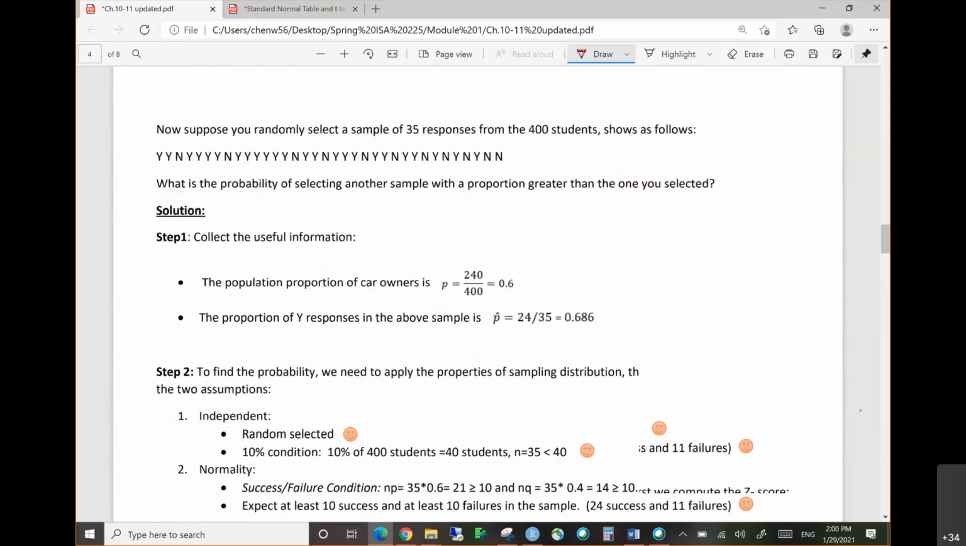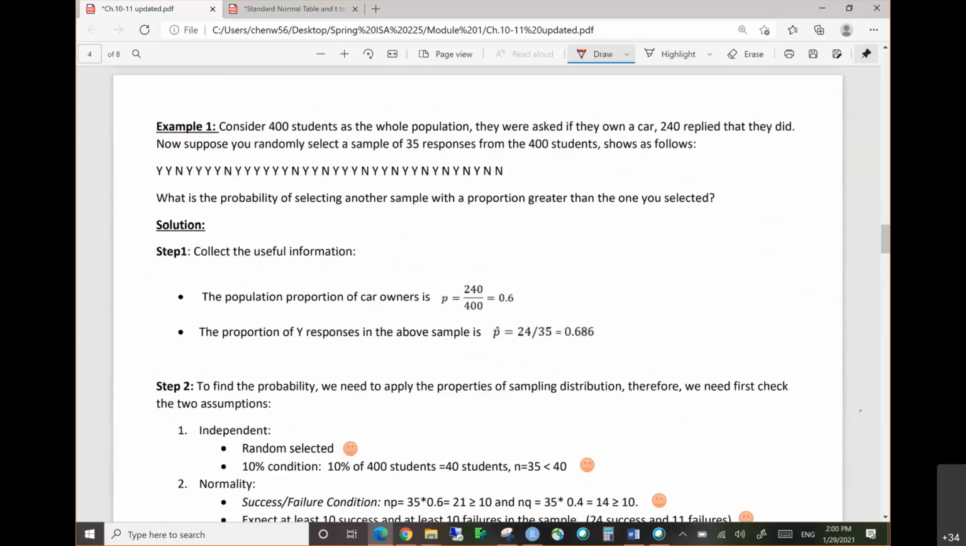All right, so let's look at this example 1. Consider 400 students as the whole population. Right, so that means what? That means 400 students is my population. And they were asked if they own a car. 240 replied that they did. So we have 240 replied they own a car.